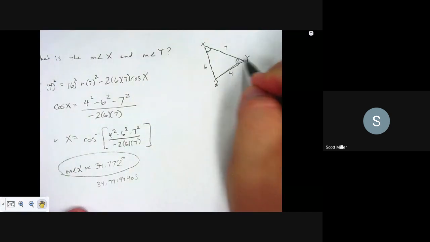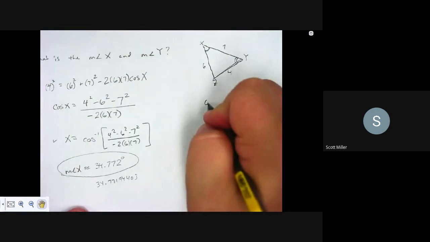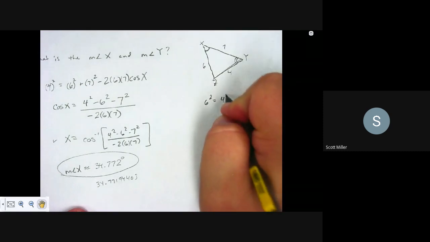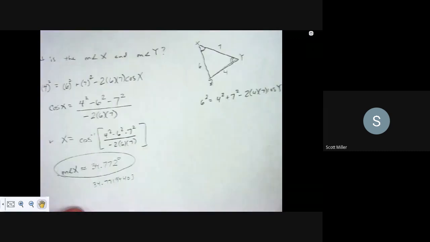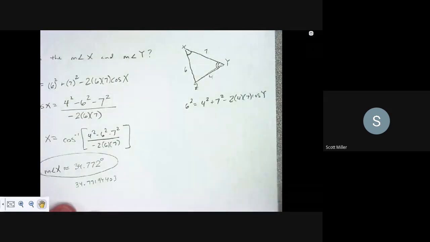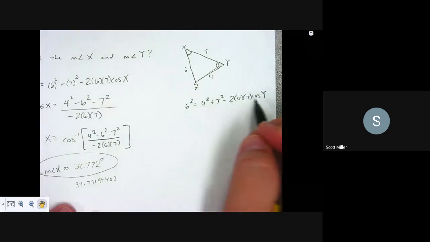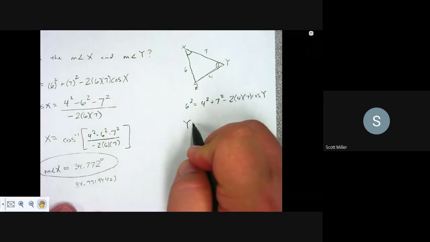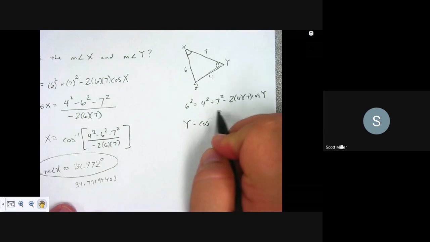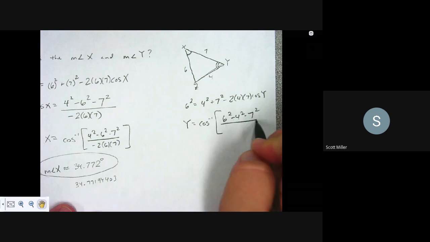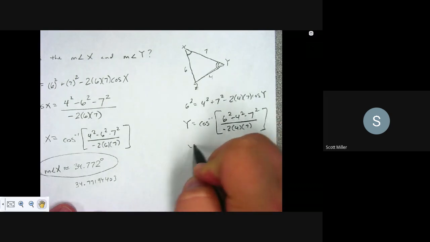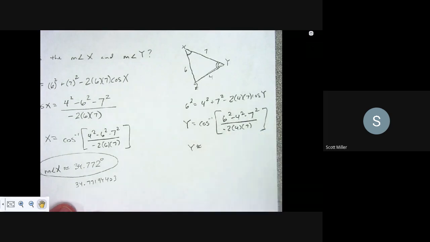If I'm going to go from angle y, then I would just set it up as 6 squared equals 4 squared plus 7 squared minus 2 times 4 times 7 times the cosine of angle y. And we just do the same process that we did here. Because you'll get used to this and go so fast, we can find y directly as the cosine inverse of 6 squared minus 4 squared minus 7 squared over negative 2 times 4 times 7. And we can type that in and get an approximate answer for that.